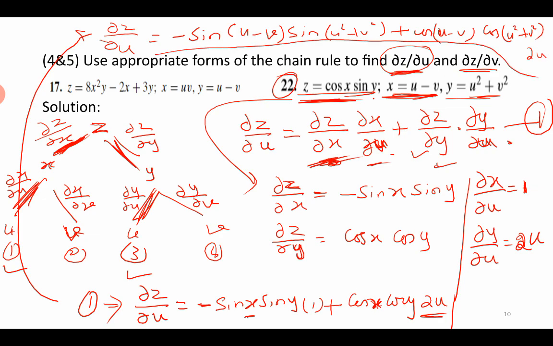Second answer is dou z by dou v. You have to do the same task with the branches from the graph. From the tree, use branch 2 and 4 to find the second part, dou z by dou v. I leave this part to you. Try yourself.